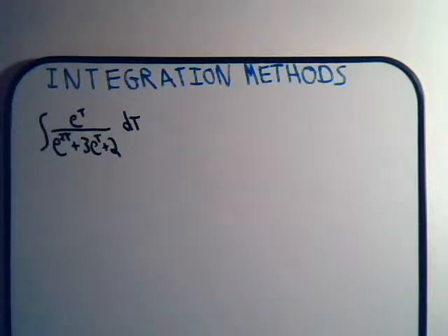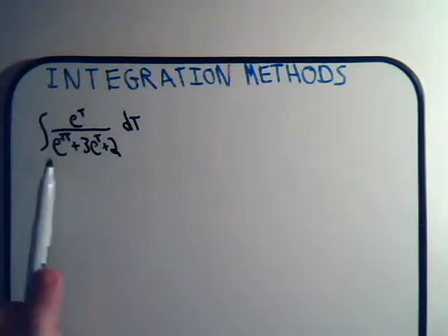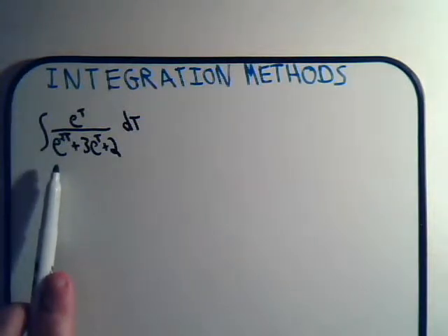Okay, we want to look at this integral here, e to the t divided by e to the 2t plus 3 times e to the t plus 2. And how could we solve this one? A u-du type substitution won't work out. Now, this, remember, looks like it's in a quadratic form here, because this would be e to the t squared.